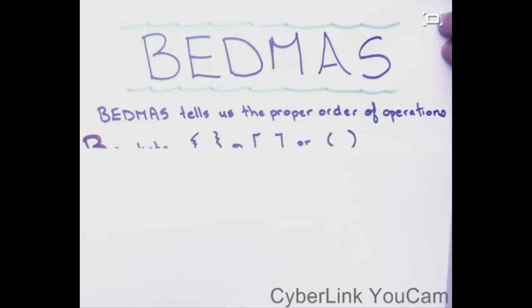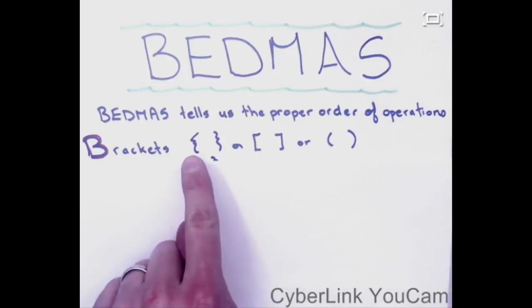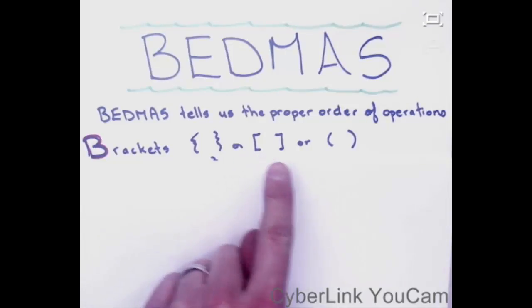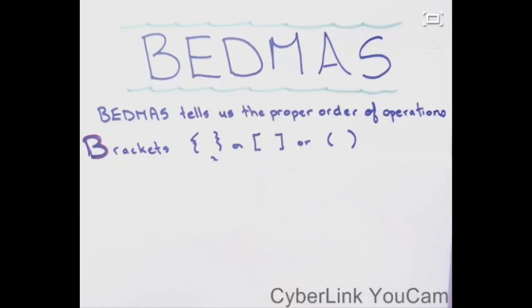Here we go. B stands for brackets. Whenever you do math, oftentimes you'll see curly brackets, or square brackets, or round parentheses. Whenever you do math questions, you're doing arithmetic on them, you always have to do the bracketed stuff first. I'll show you some examples of that, but you always have to look for brackets first.